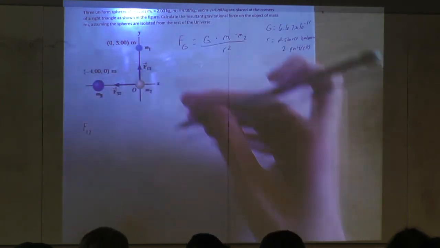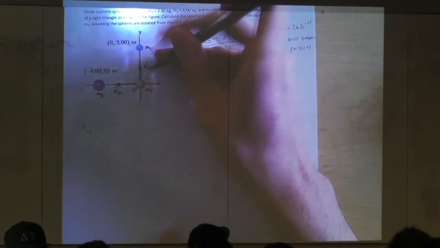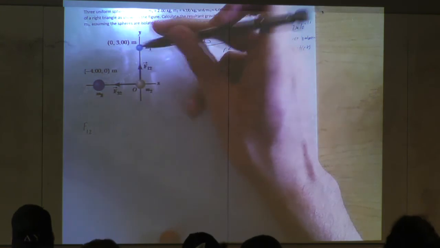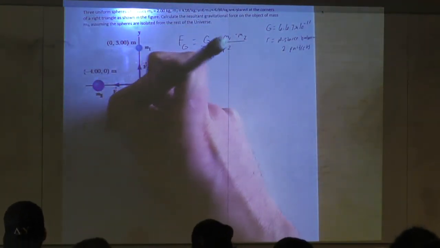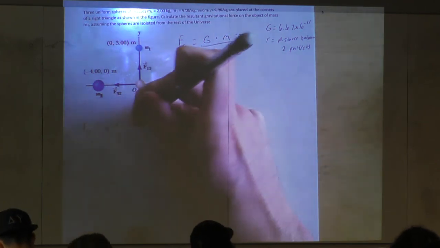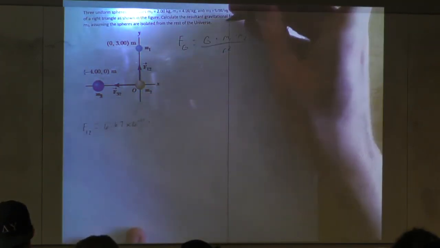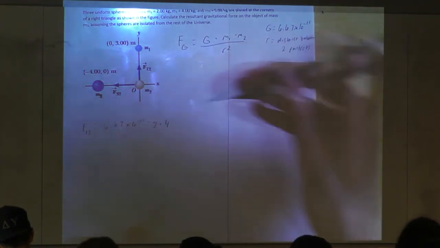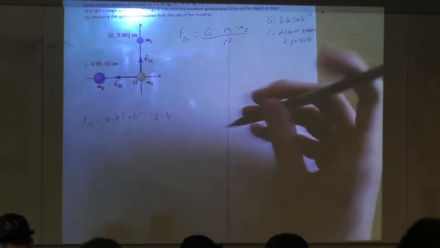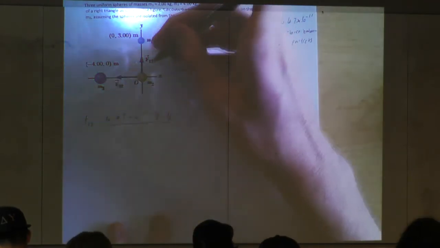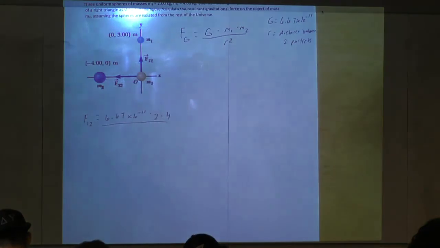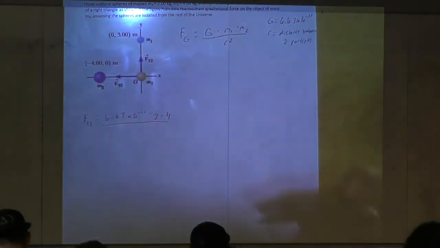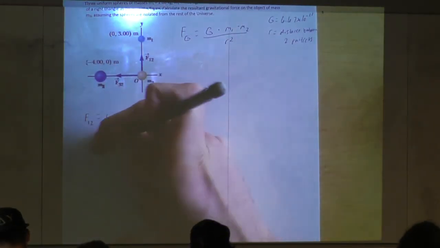So if I do F of 1, 2, that's the force exerted by particle 1 on particle 2. It's 6.67 times 10 to the negative 11 times the two masses, over their distance. The distance here is 3, since it's 0, 3. I don't have to do any Pythagorean theorem there since it's just one distance. So they're 3 meters apart, so 3 squared.